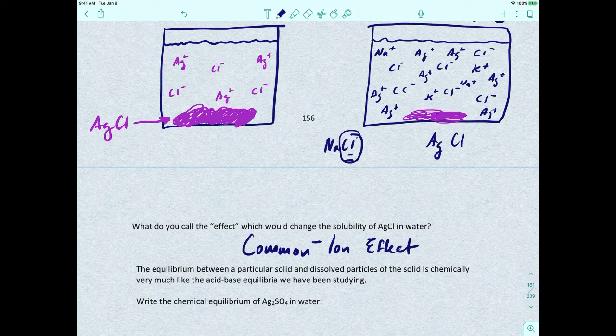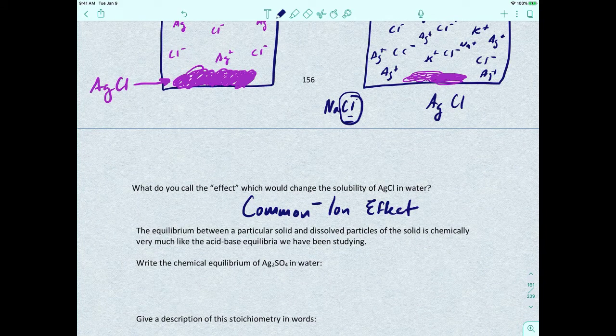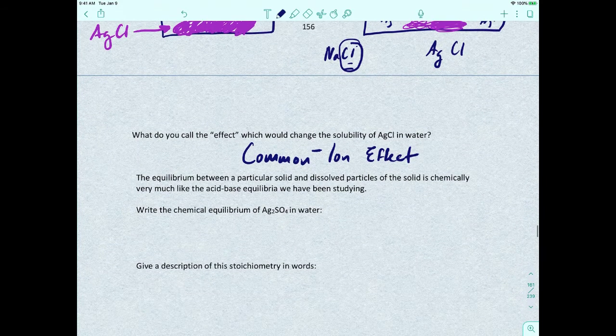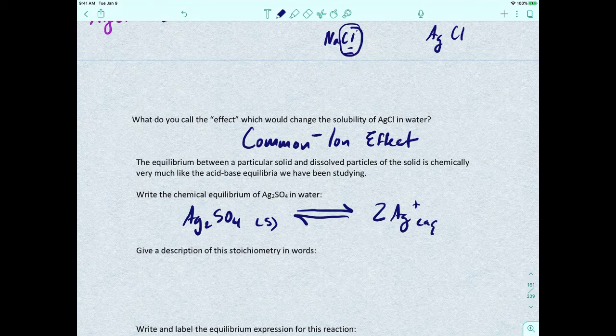Okay. The equilibrium between a particular solid and dissolved particles of the solid is chemically much like the acid base equilibria that we've been studying. So let's take a look at another equilibrium. This time, let's use silver 2 sulfate. So we've got Ag2SO4, which is a solid, and this is going to break down to form 2 moles of silver ion, and we're going to release sulfate ion as well when it dissolves in water.